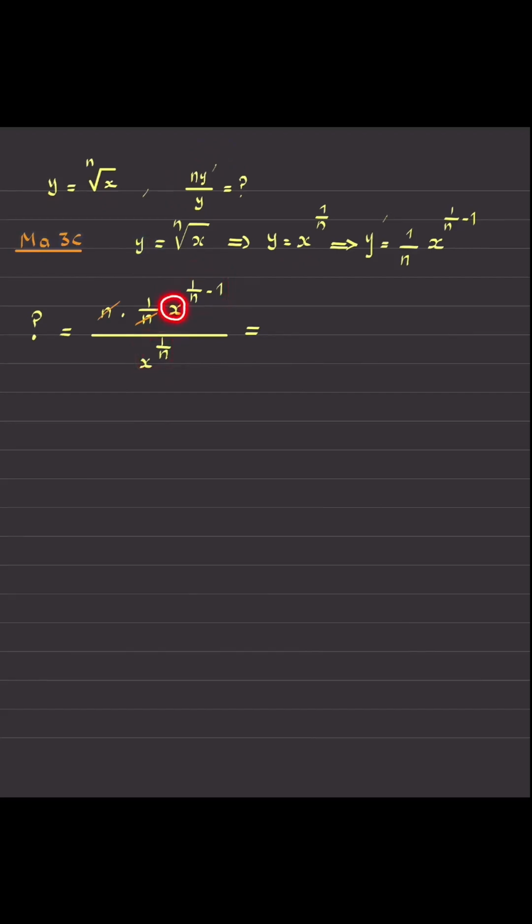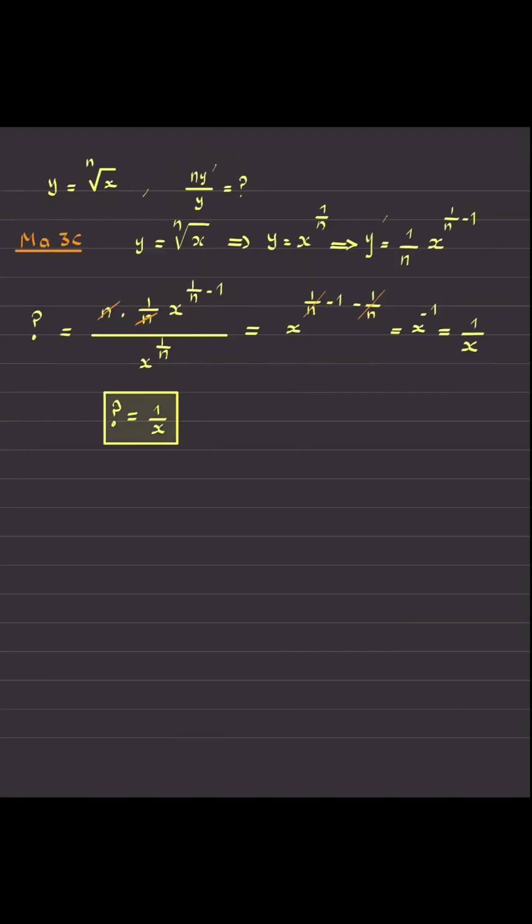The bases are both equal, so when I want to divide them, what I'm allowed to do is to write x, the base, and subtract the exponent on top, which is 1 over n minus 1, minus the exponent on the bottom, which is 1 over n. Now this minus 1 over n and this positive 1 over n cancel, and I will get x to the power of minus 1. But x to the power of minus 1 can be simply written as 1 over x. So the answer to the question mark is simply 1 over x.